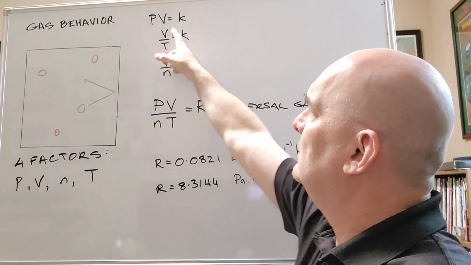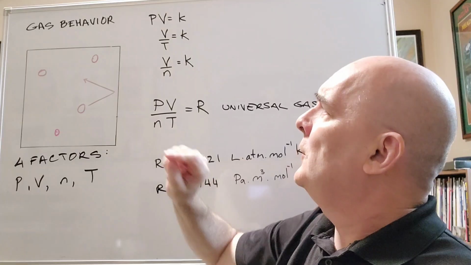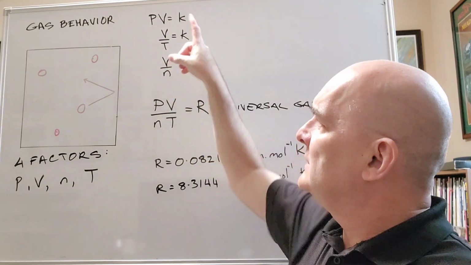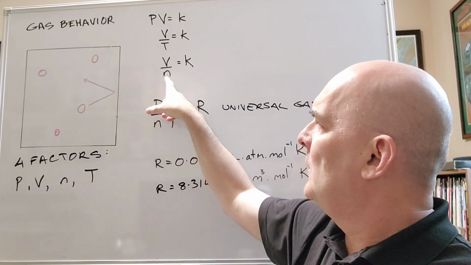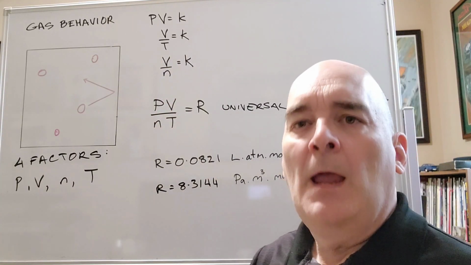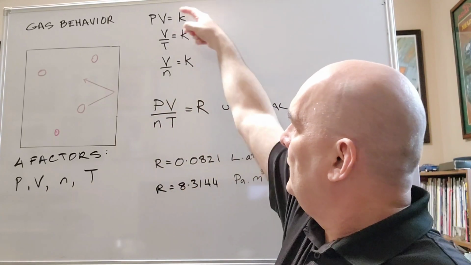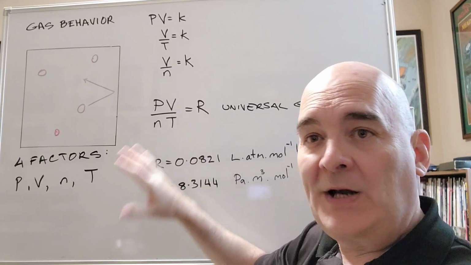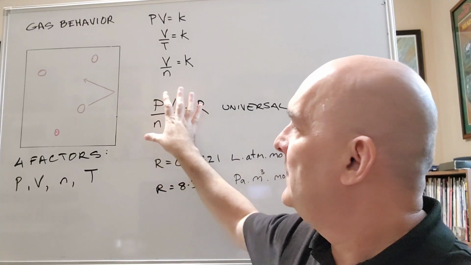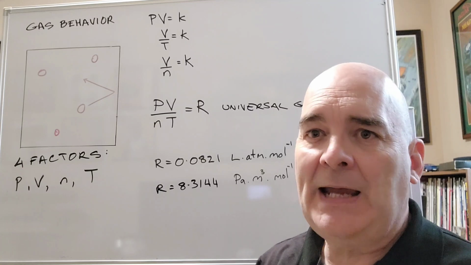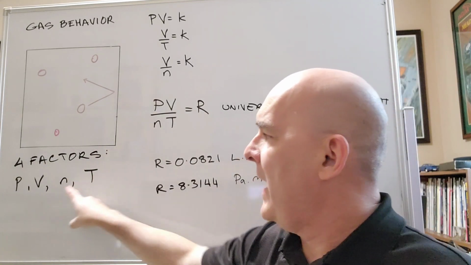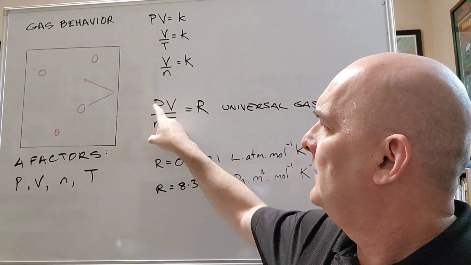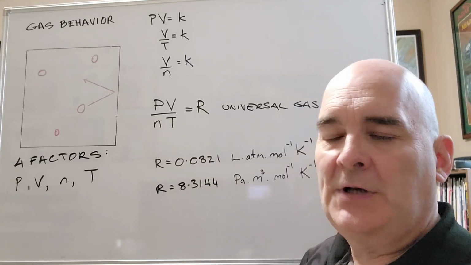Okay, so we've established these relationships, that the pressure volume product is a constant, that the volume to temperature quotient is a constant, and the volume to number of moles quotient is also a constant. What if you could combine all of these constants into one new constant that expressed everything? This would be what's called an equation of state. It quantifies the 4 factors that tell us what gas behavior is into something neat and tidy. The PV divided by nT is equal to R.